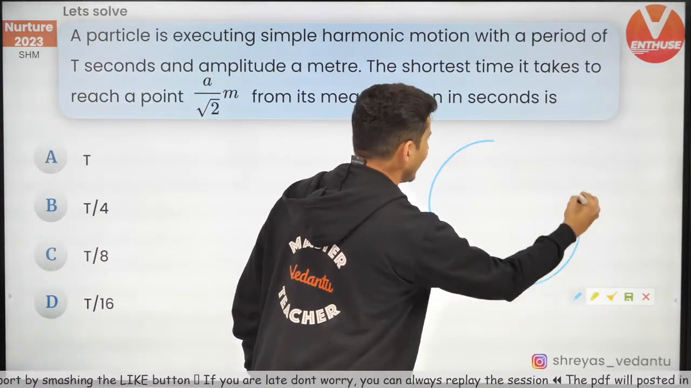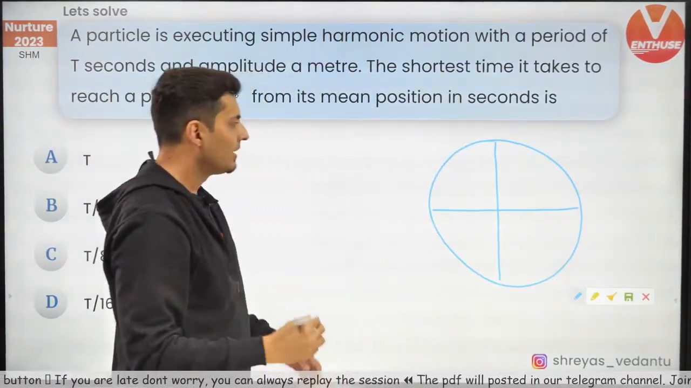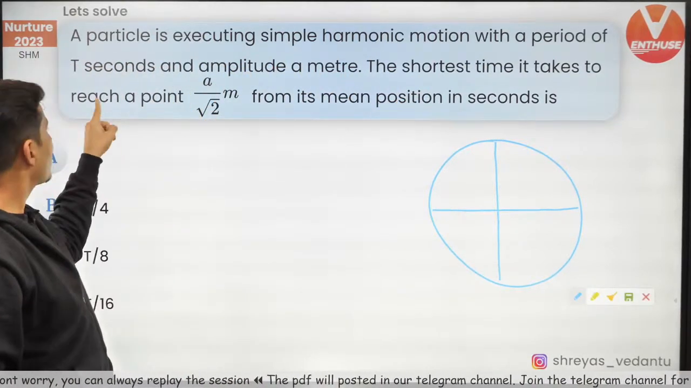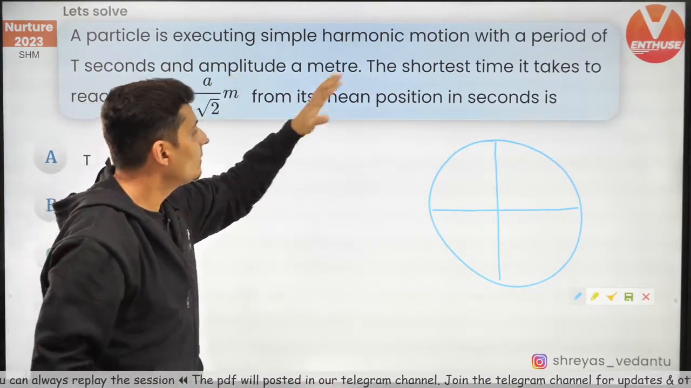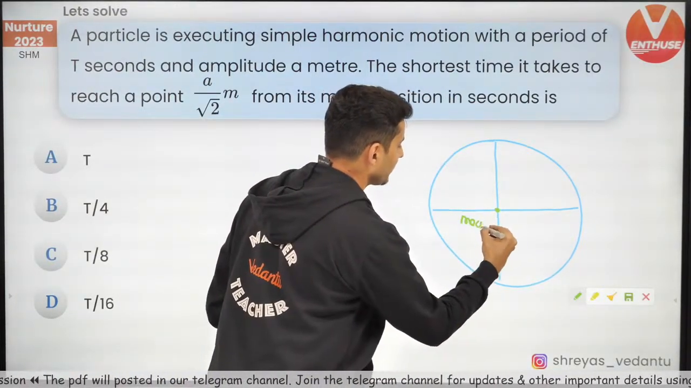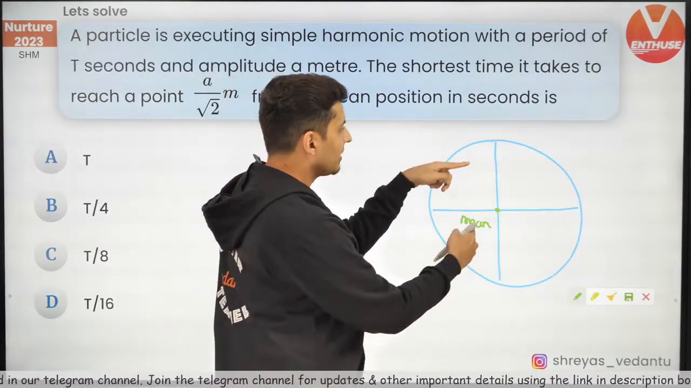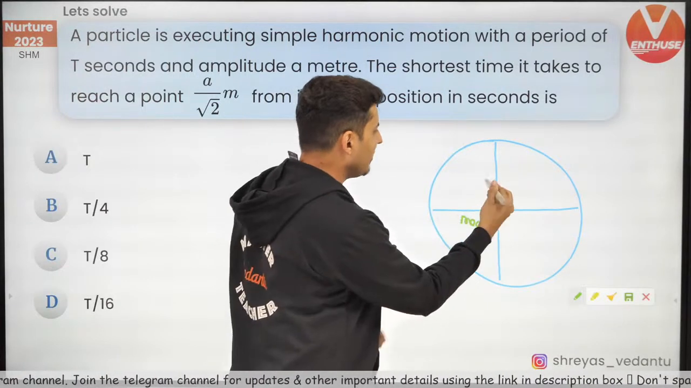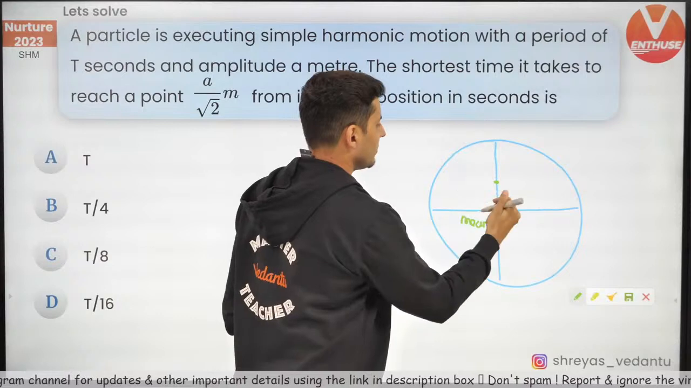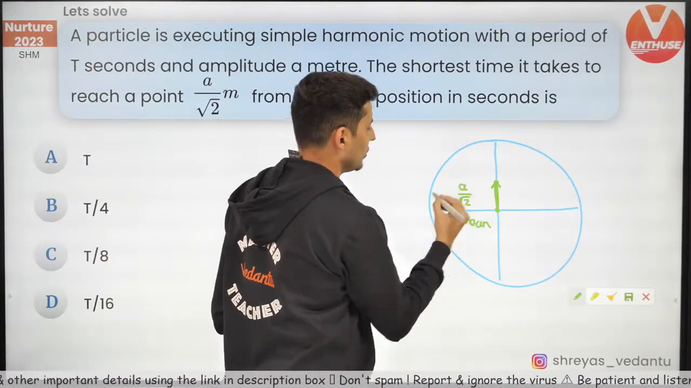So let's do this. Again, circular motion, again vertical and horizontal lines. Perfect. Okay, so the question is, shortest time it takes to reach a point this much from the mean position. Where is the mean position? Mean position is over here. And A by root 2. Okay, the length of this is A. So A by root 2 will be somewhere over here. So I'll just mark it over here. This is nothing but A by root 2.